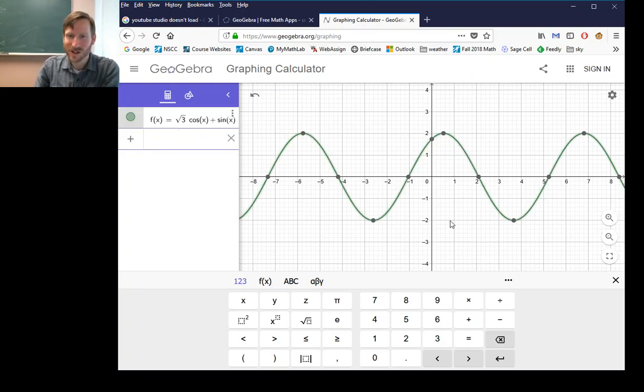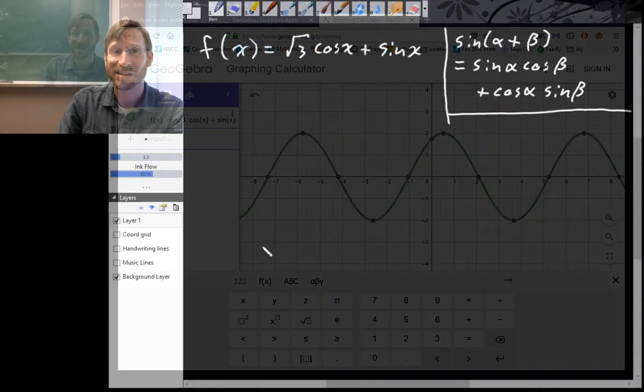And if you look at this graph, it looks like a shifted cosine graph or shifted sine graph, depending on your point of view. So it's looking like if you just add a cosine and a sine, even with coefficients in front, you actually just get a shifted cosine graph or a shifted sine graph. So let's see if we can figure out why that happens.